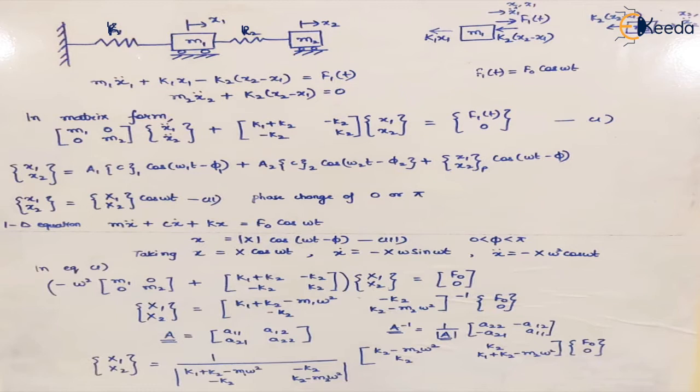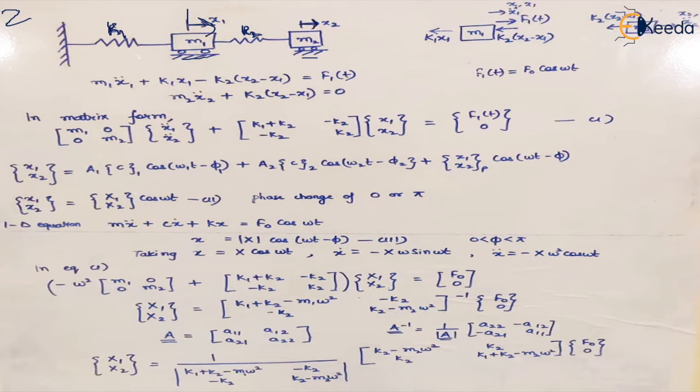So let's take a 2 degree of freedom system, which is nothing but the extension of a system with 1 degree of freedom. Here we have two masses, M1 and M2, and two springs with spring stiffness K1 and K2, right? The mass M1 has displacement x1 in this direction and M2 has displacement x2 in this direction.